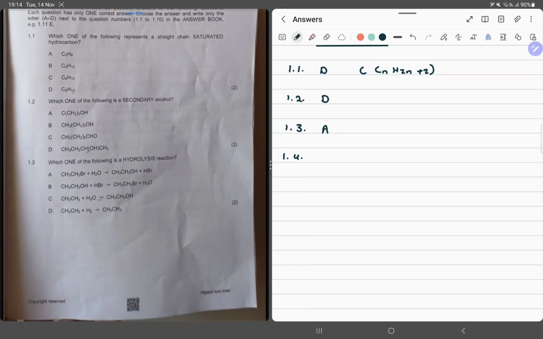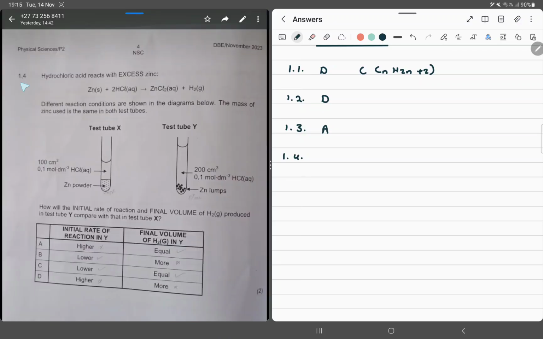Okay, 1.4. Let's go on to the next bunch of questions. In 1.4, we're told hydrochloric acid reacts with excess zinc. So zinc is not the limiting reagent, meaning it will remain after the reaction has stopped.